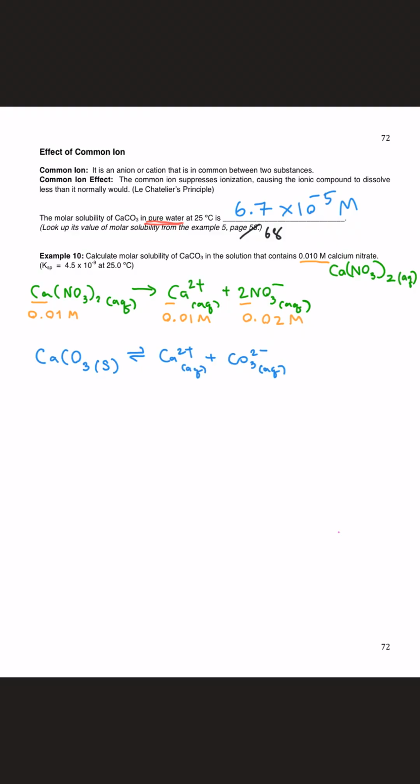You probably recognize that if you compare the calcium nitrate equation and the calcium carbonate equation, these two equations contain calcium ions. Therefore, in this case, the calcium ion is considered to be a common ion. Why is the common ion significant? Well, the common ion will play a role when we calculate the molar solubility, again, because the molar solubility that we want to calculate is of the calcium carbonate.